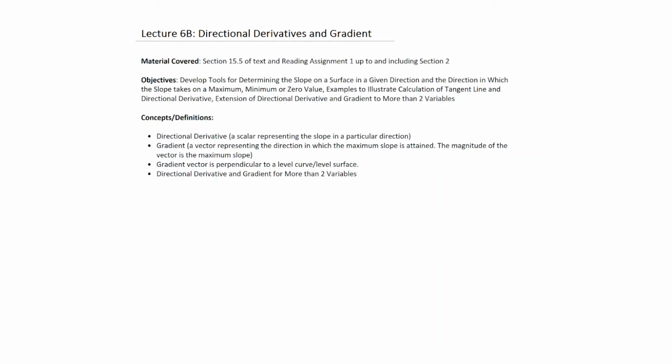Welcome to Lecture 6b, which is the second in a series for Lecture 6, again on directional derivatives and gradient, but continuing from where we left off and also looking at a different way of looking at directional derivatives as taken by the textbook. So again, this is from section 15.5 of the text and reading assignment 1 up to and including section 2. So again, it's a repeat in terms of objectives.